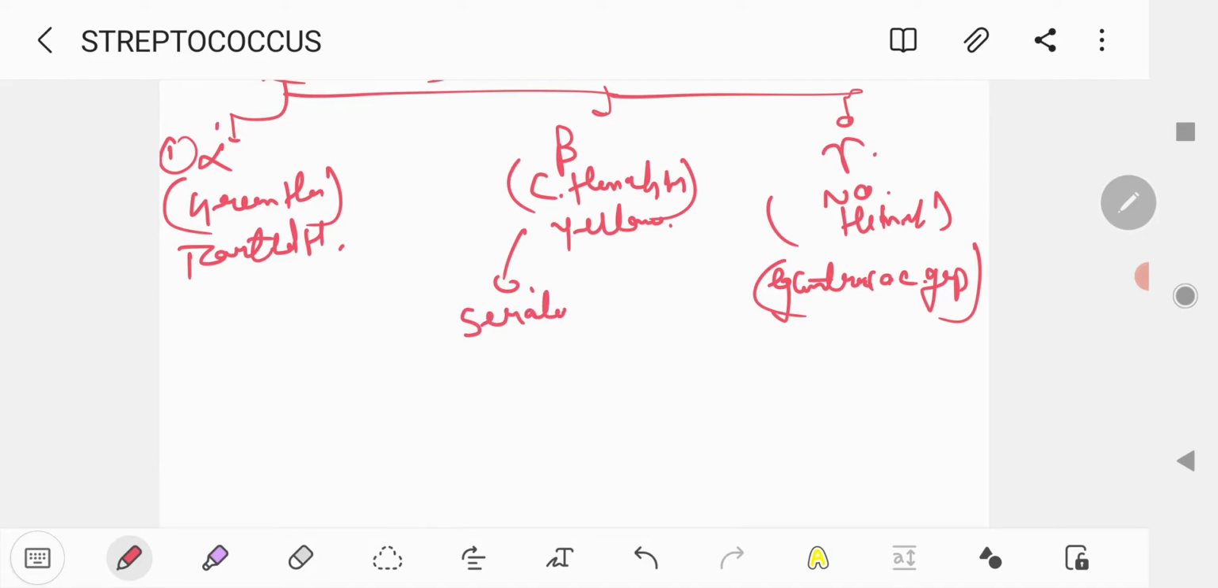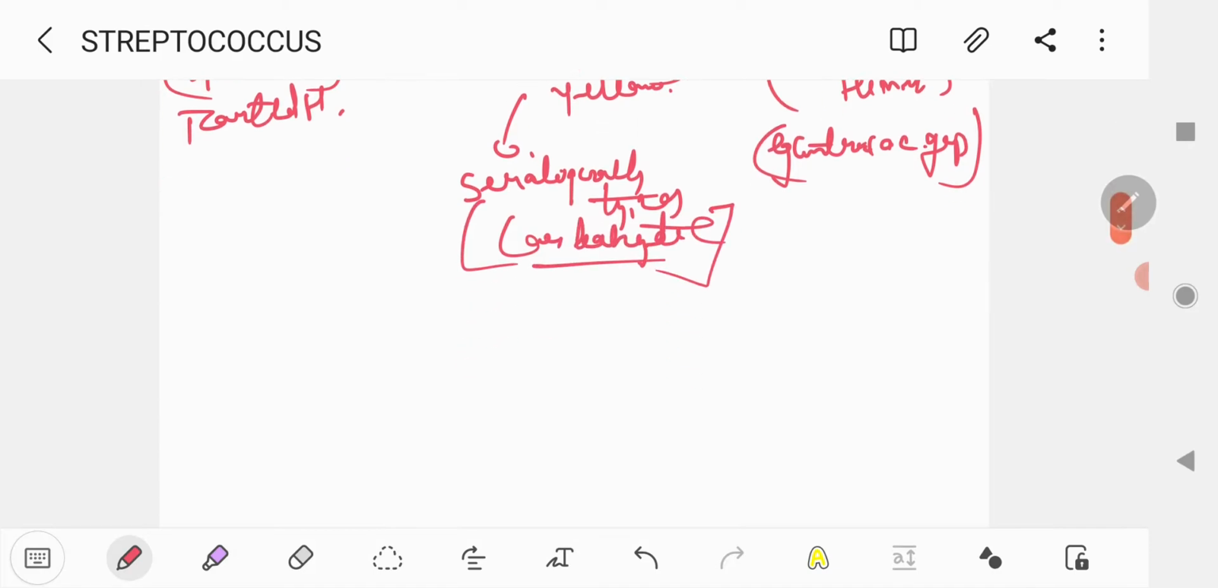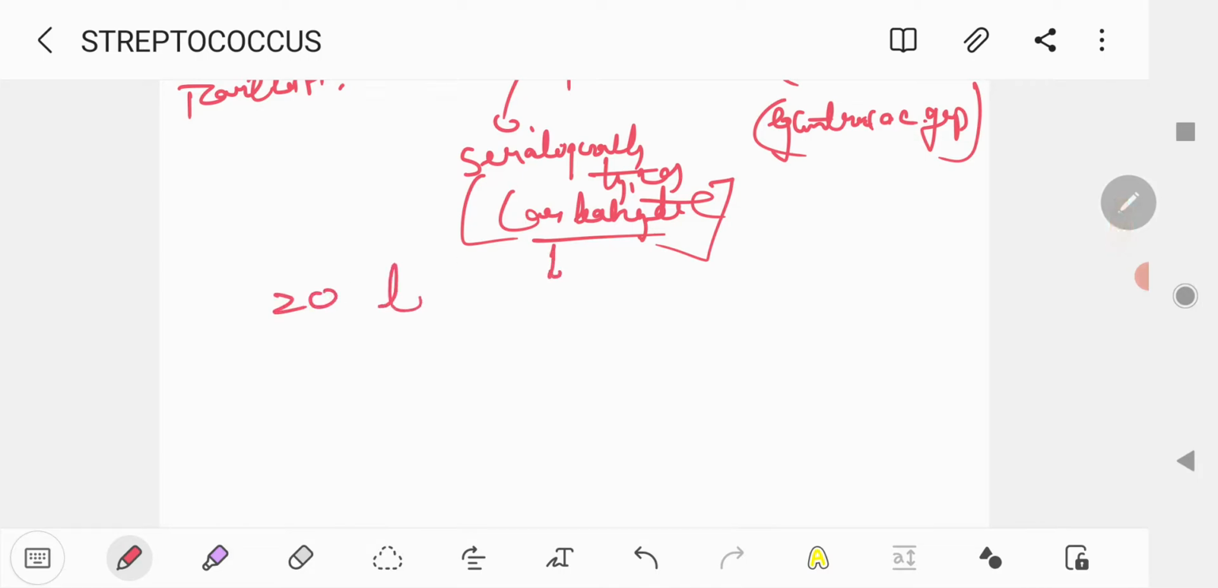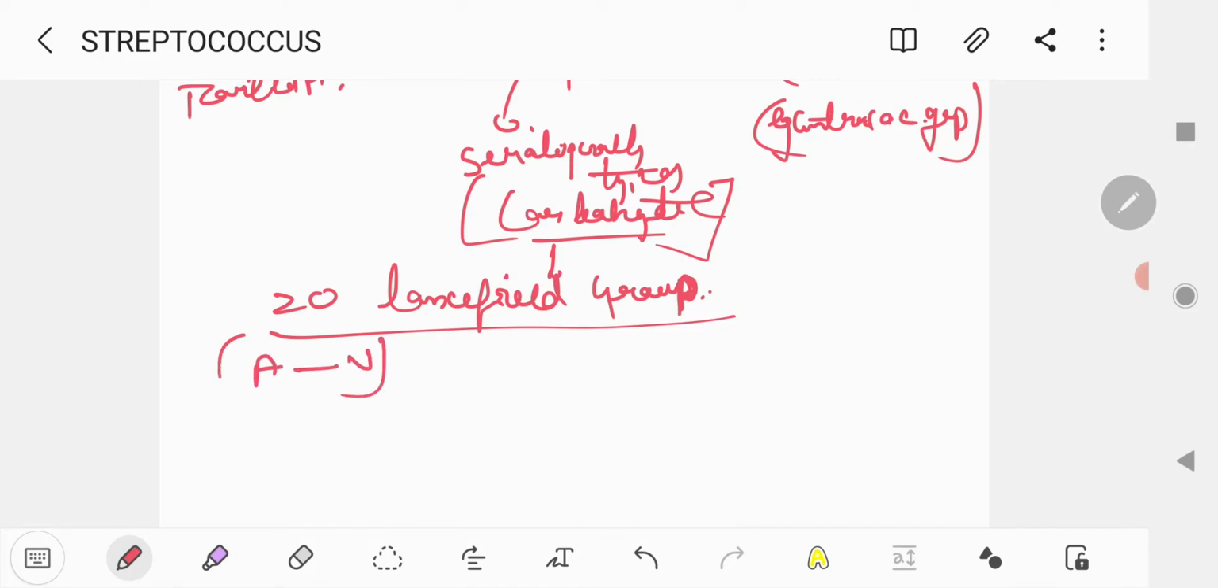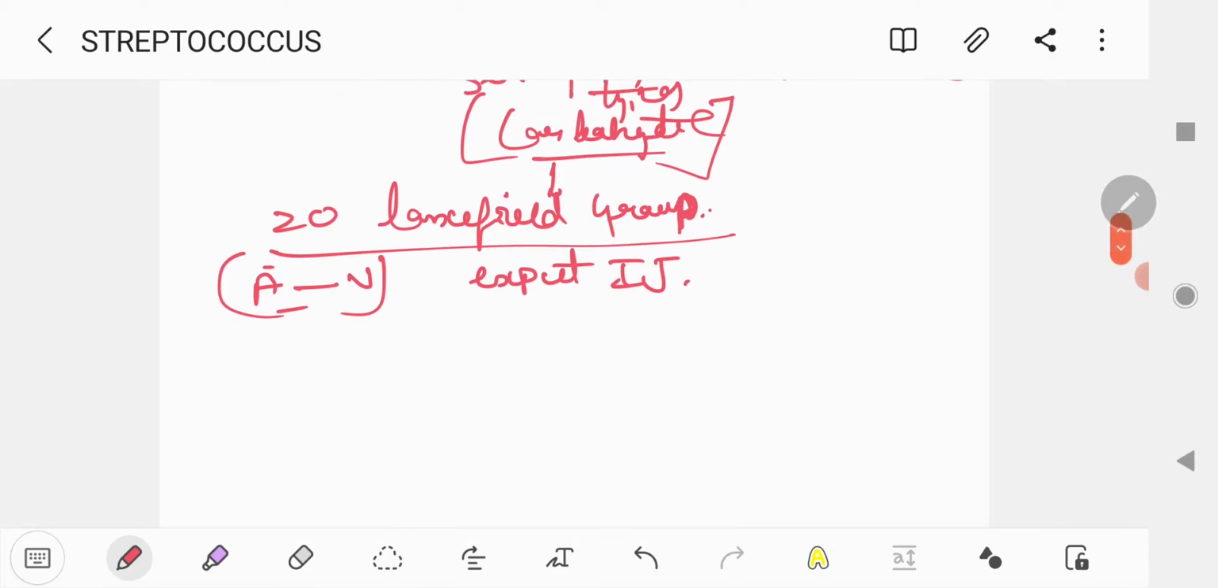And in serological typing, on the basis of carbohydrate, we divide it into the Lancefield groups. You have many questions on this classification, like which of the organisms show Lancefield grouping. So the answer is streptococci. In Lancefield grouping we have groups from A to V alphabets except I and J. An example is group A beta hemolytic streptococci, which is pyogenes.